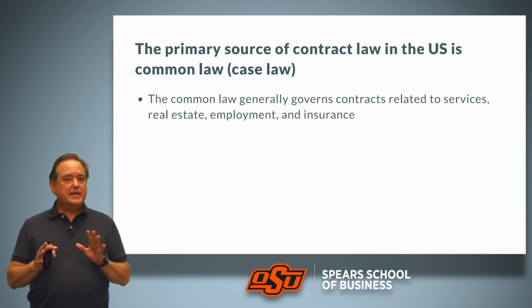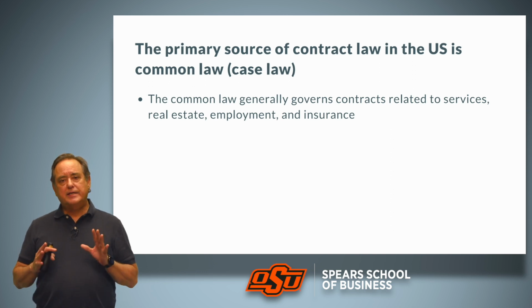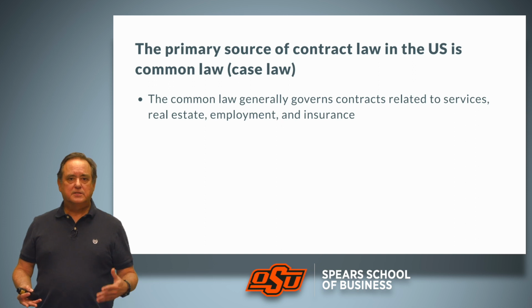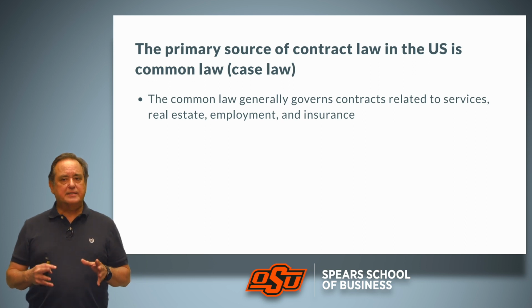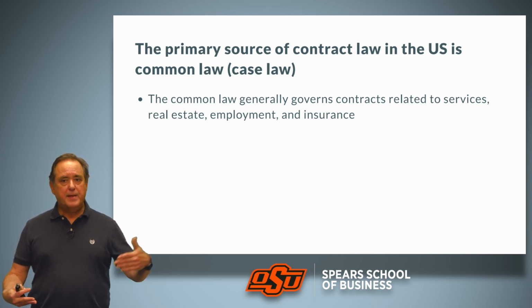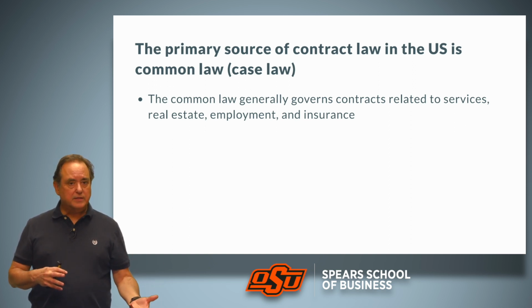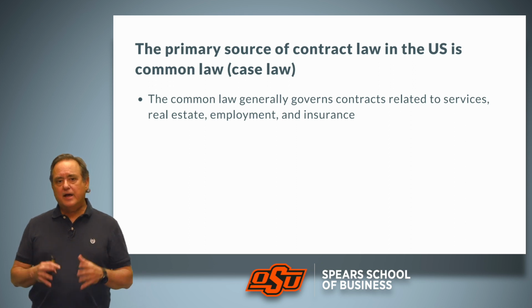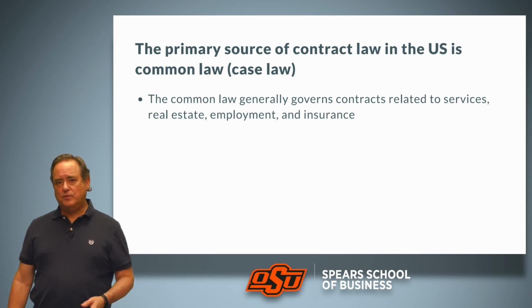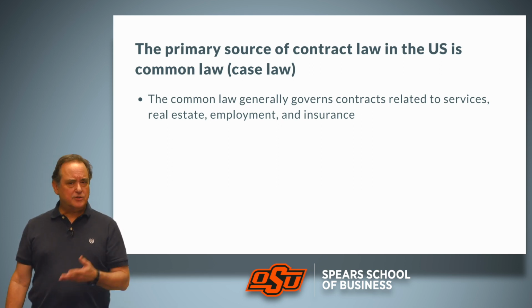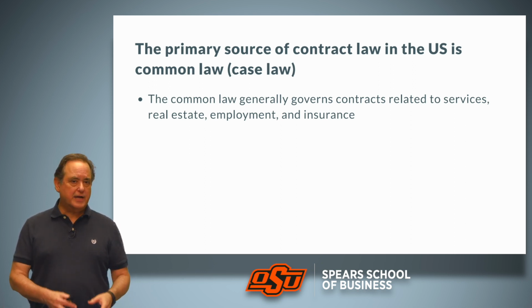We start in the United States. There are three different contracting systems that you must know. And the first is what we call the common law, sometimes referred to as case law. The common law governs contracts that relate to services. I pay you money in exchange for a service. It governs contracts related to real estate, real property. It governs contracts regarding employment, and it governs contracts regarding insurance. So any of these contracts that we execute are going to be governed by the common law contracting system.